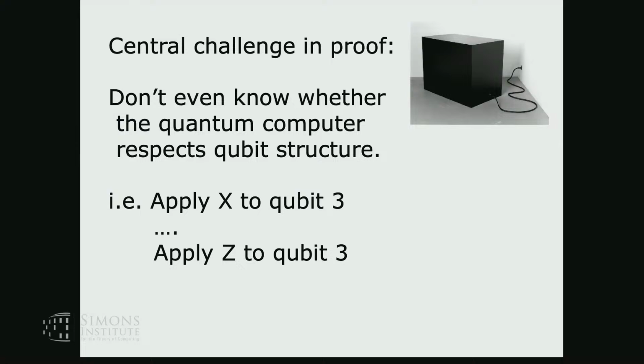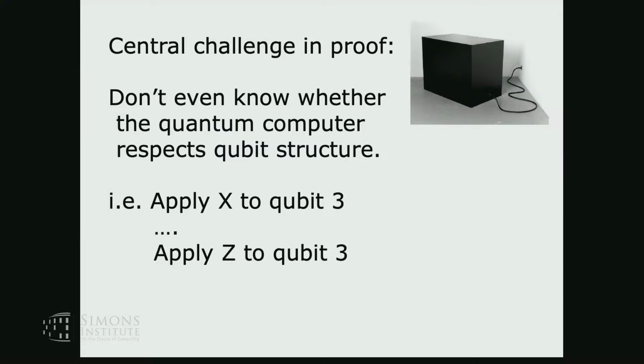I said that proving these things is extremely hard. There's something really interesting about this setting, because we are standing outside. There's a quantum computer here. It's a black box. It's completely untrusted.